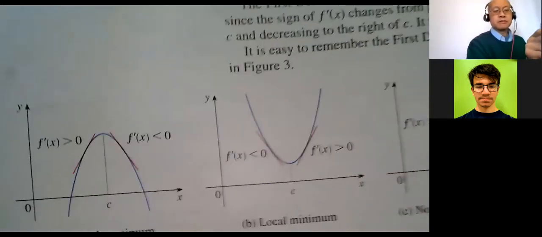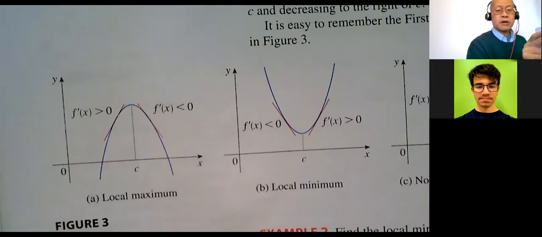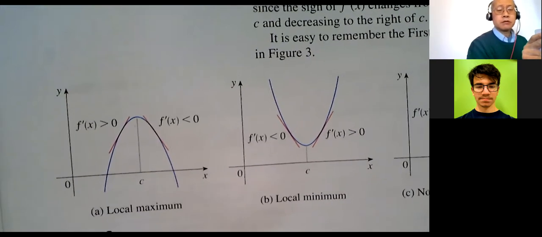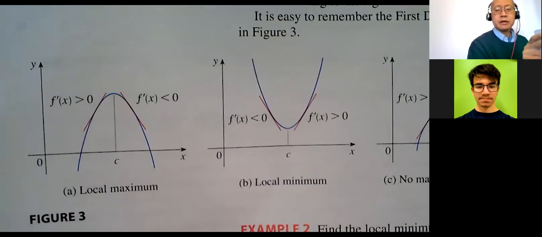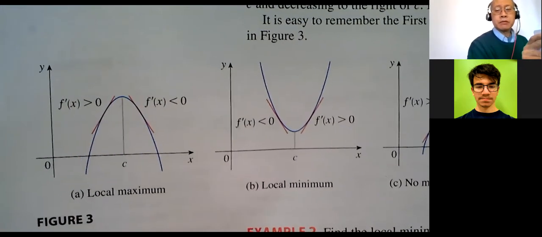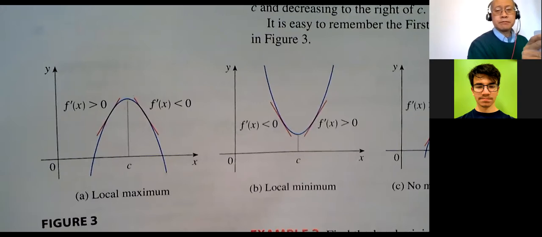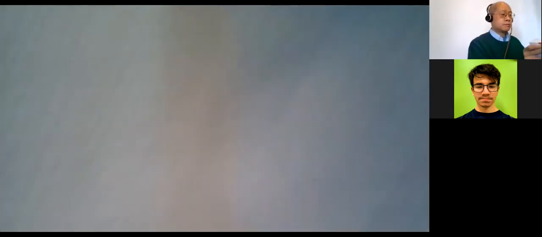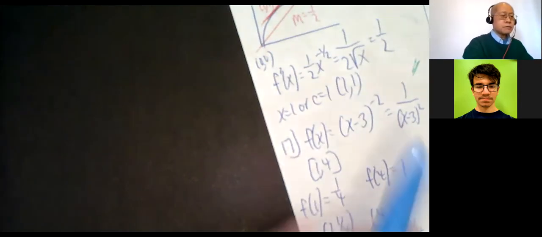This picture, page 294. How do I know I have a maximum? To the left, graph is increasing. To the right, graph is decreasing. B, relative minimum, local minimum. The graph goes from decreasing to increasing. And again, if I ever get these situations, I have neither a maximum nor a minimum. I'm done with the first derivative analysis.